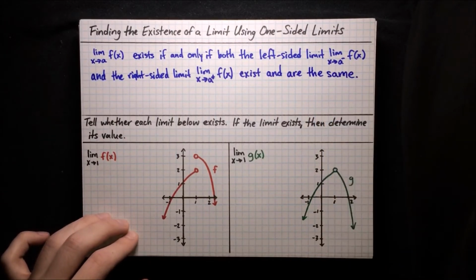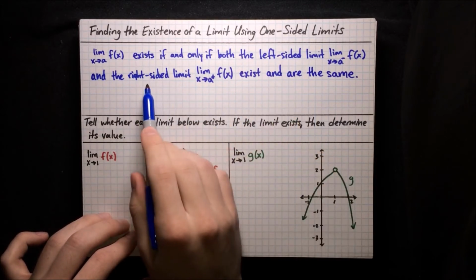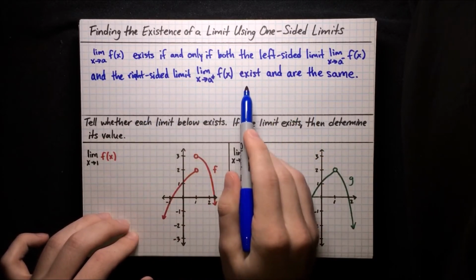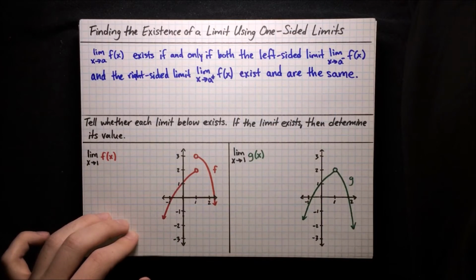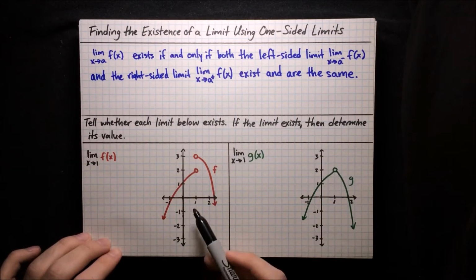So in order for a limit to exist, we require that the left-sided limit and the right-sided limit both exist and are both the same. So let's work some problems. Let's tell whether each limit below exists, and if the limit exists, then let's determine its value. First of all, we want to compute limit as x approaches 1 of f of x, and the graph of f is shown right here.